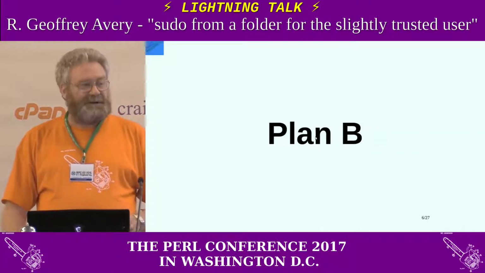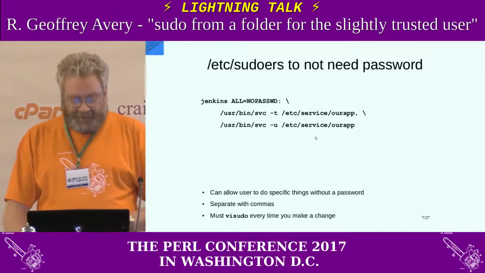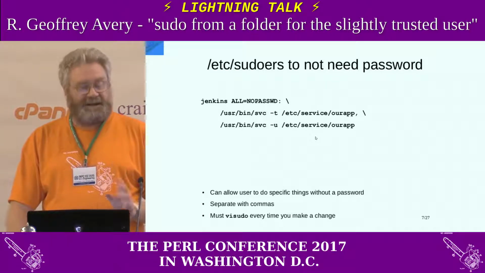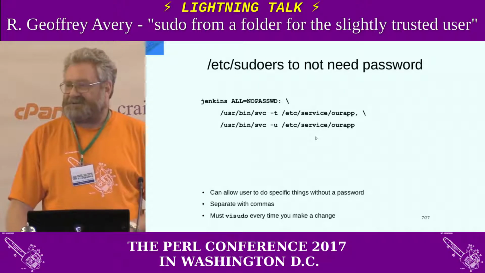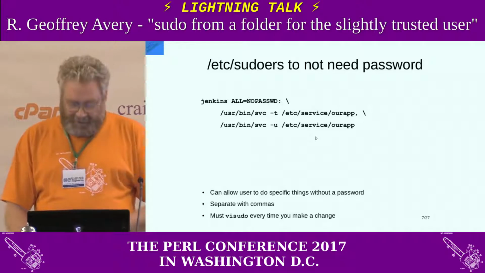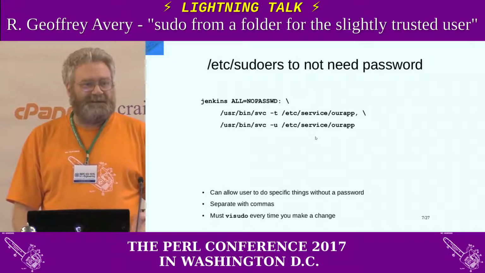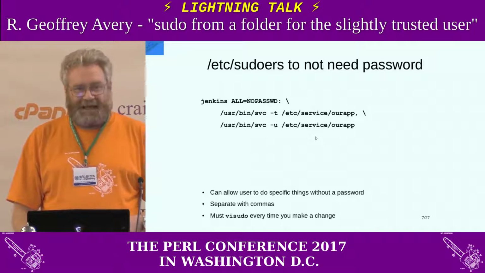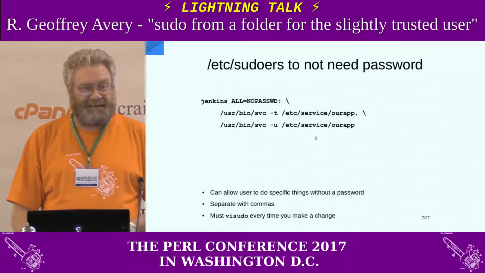He can do only special things. So we go into that same file, we edit it with visudo, and Jenkins does not need a password, but he can only run these two very specific commands. You have to put them out exactly, put commas between them. Unfortunately, if you want to give him more powers later, you have to come back and edit this file, which is just a pain. So we're going to go with plan C.